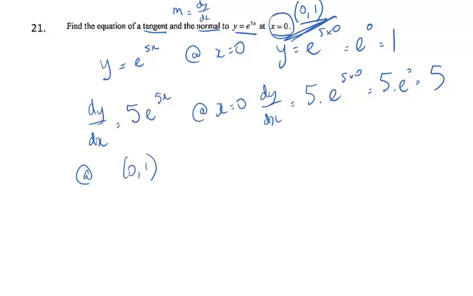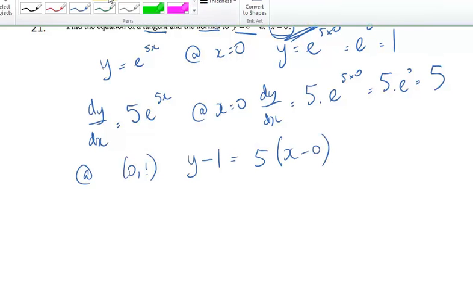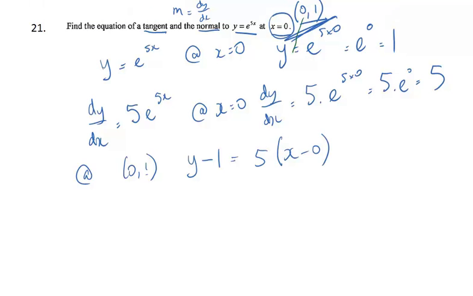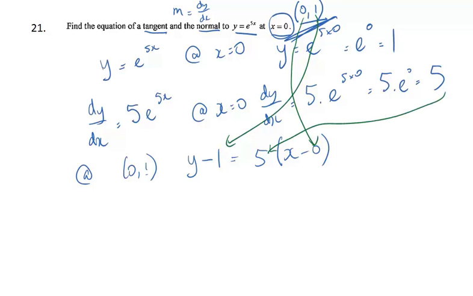So for the equation of the tangent, y minus 1, this is our 1 here, is equal to our gradient, 5, multiplied by x minus 0. So if we look here, our 0 has come from here, our 1 has come from here, and our 5 has come from here. So now we've got y minus 1 is equal to 5x. y is equal to 5x plus 1. And this is our equation of the tangent.